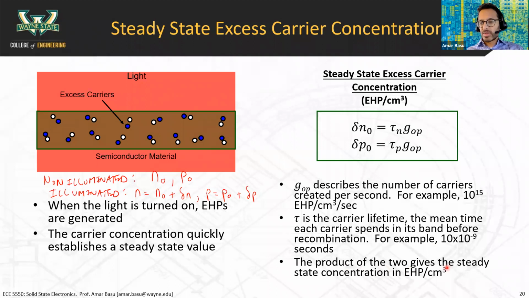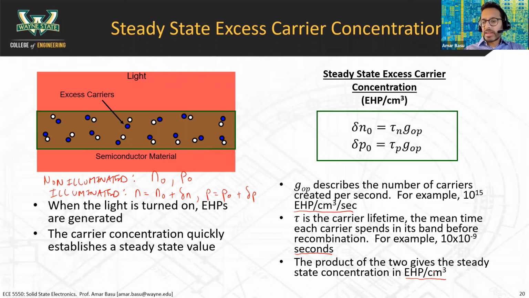The product of these two gives the steady state concentration in electron hole pairs per centimeter cubed. If we just remind ourselves what the units are, electron hole pairs per centimeter cubed per second, that's the units for GOP. The units for tau sub n, the carrier lifetime, is in seconds. So if you multiply seconds by electron hole pairs per centimeter cubed per second, you'll end up getting a unit of electron hole pairs per centimeter cubed.